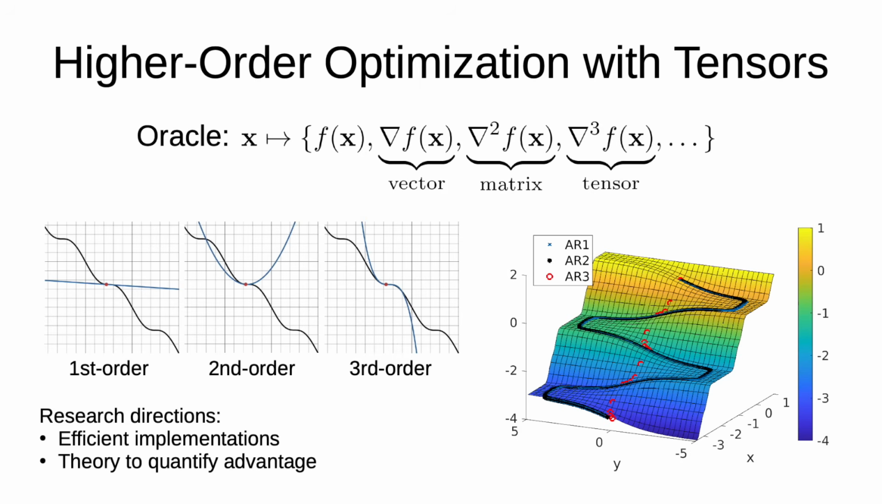For one of the projects, we implemented this method and tried to find a good example to showcase the advantage. That is the part on the right, where you can see how the first and second order algorithms, marked with AR1 and AR2, follow the slalom path down this road, whereas the third order algorithm is able to see that there is a shortcut by going straight down the slope and can achieve the same function value in fewer iterations.